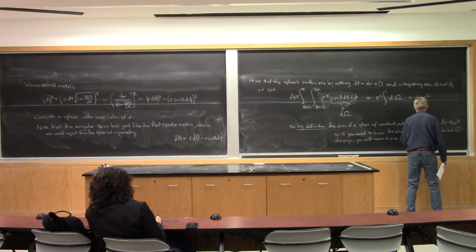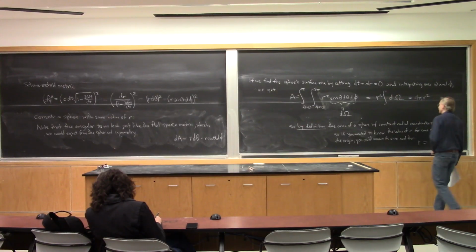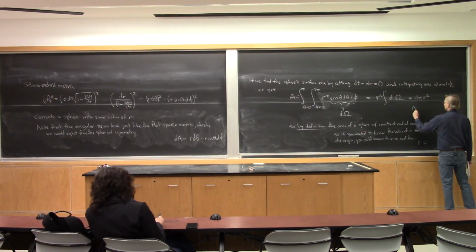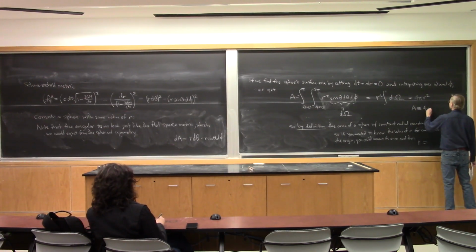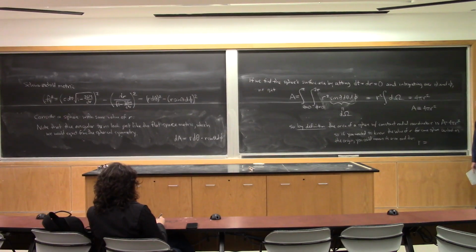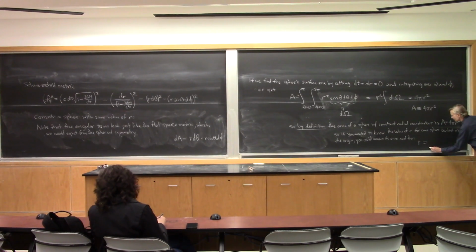And then in terms of the area, what would r be? Well, A, by definition, is 4 pi r squared. The value of r is defined so that 4 pi r squared is the area. So what's r equal to once you've measured the area? That's exactly what I mean. Yeah, you measure the area, by definition, that's 4 pi r squared. Therefore, r is the square root of A divided by 4 pi.